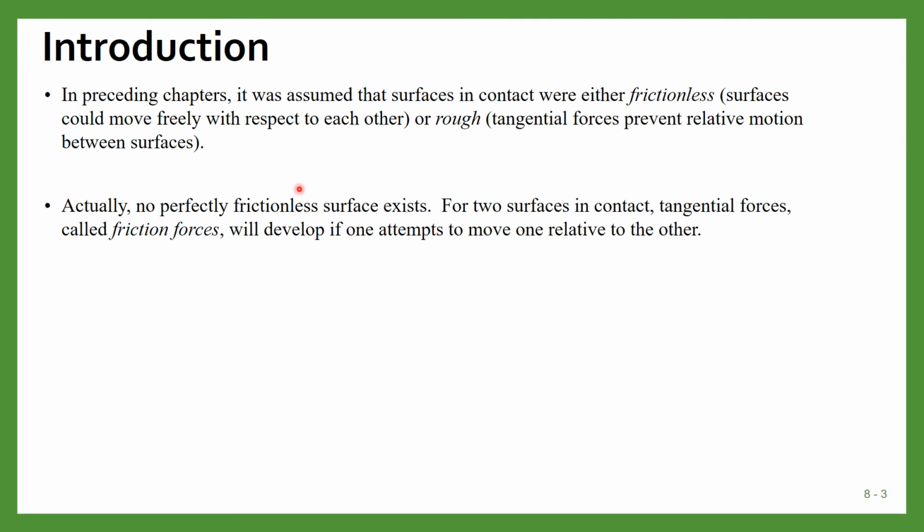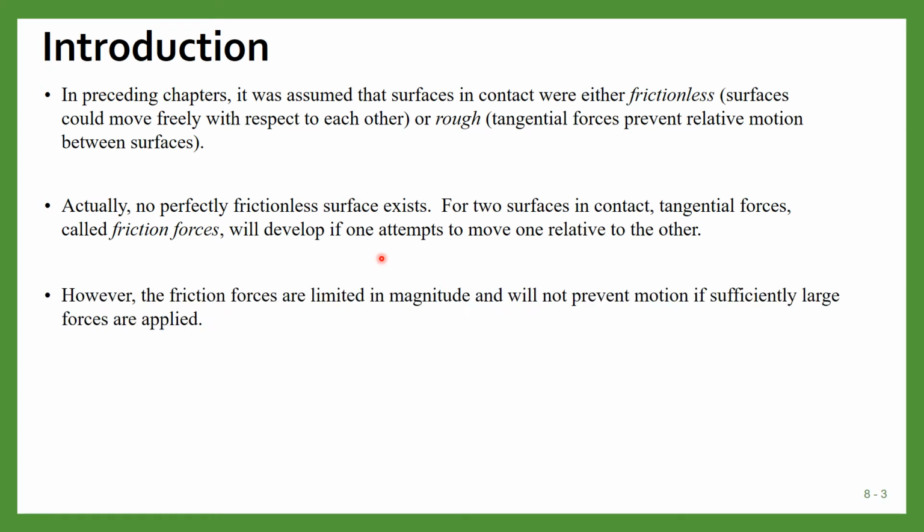Actually, no perfectly frictionless surface exists. However smooth the surface may be, it has some friction. For two surfaces in contact, the tangential forces are called friction, and they develop when one attempts to move one surface relative to another. Now the frictional forces are limited in magnitude and will not prevent motion if sufficiently large forces are applied.